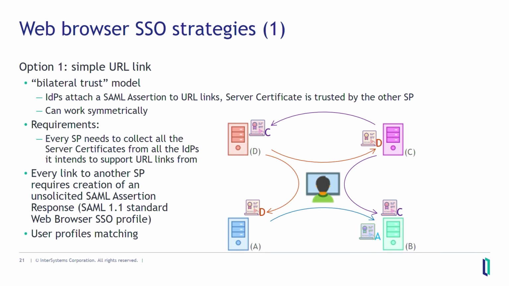I need to trust C. I need to have the certificate from server C. C to D, same thing, and so on. So you can see all of these imply that every service provider will need to collect all the server certificates from all the ones playing the identity providers to support the links that are coming from them.